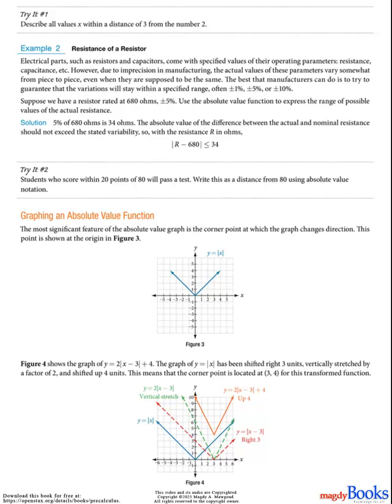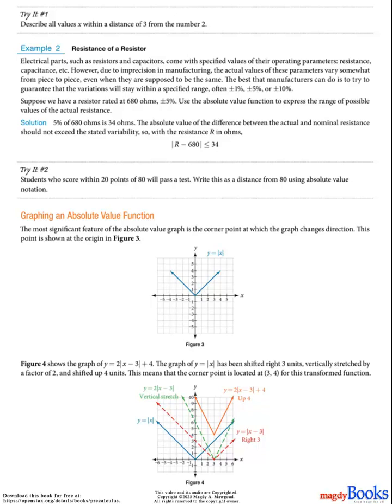Example 2. Resistance of a resistor. Electrical parts, such as resistors and capacitors, come with specified values of their operating parameters, resistance, capacitance, etc. However, due to imprecision in manufacturing, the actual values of these parameters vary somewhat from piece to piece, even when they are supposed to be the same. The best that manufacturers can do is to try to guarantee that the variations will stay within a specified range, often plus or minus 1%, plus or minus 5%, or plus or minus 10%.